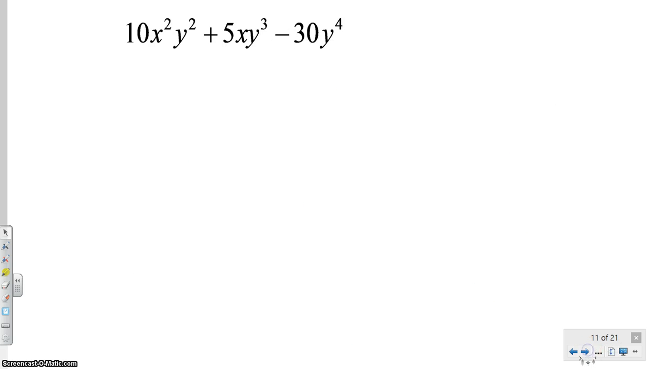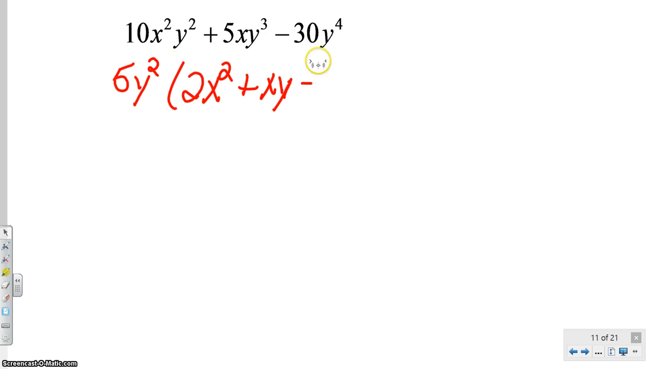All right, let's do one more. All right, I can factor out a 5. No, Y, Y, Y. All right, there's Y's in all three terms. I can factor out a Y, the Y with the smallest exponent, so that'll be squared. So I get 2x squared, then plus xy, and I get minus 6. I'm taking out 2y, so that's y squared left over.